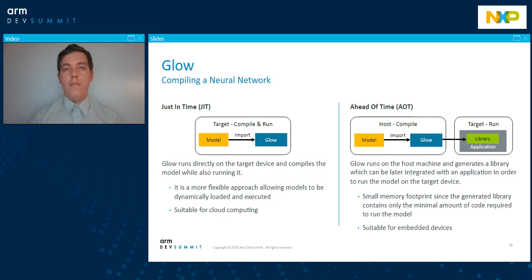This approach has the benefit of an improved memory footprint, since the target code does not include the Glow runtime, but only the inference library, which contains the minimal amount of code and functionality required to run the model. This achieves significant memory optimizations, which is suitable for memory-constrained devices, for example, embedded devices like microcontrollers.